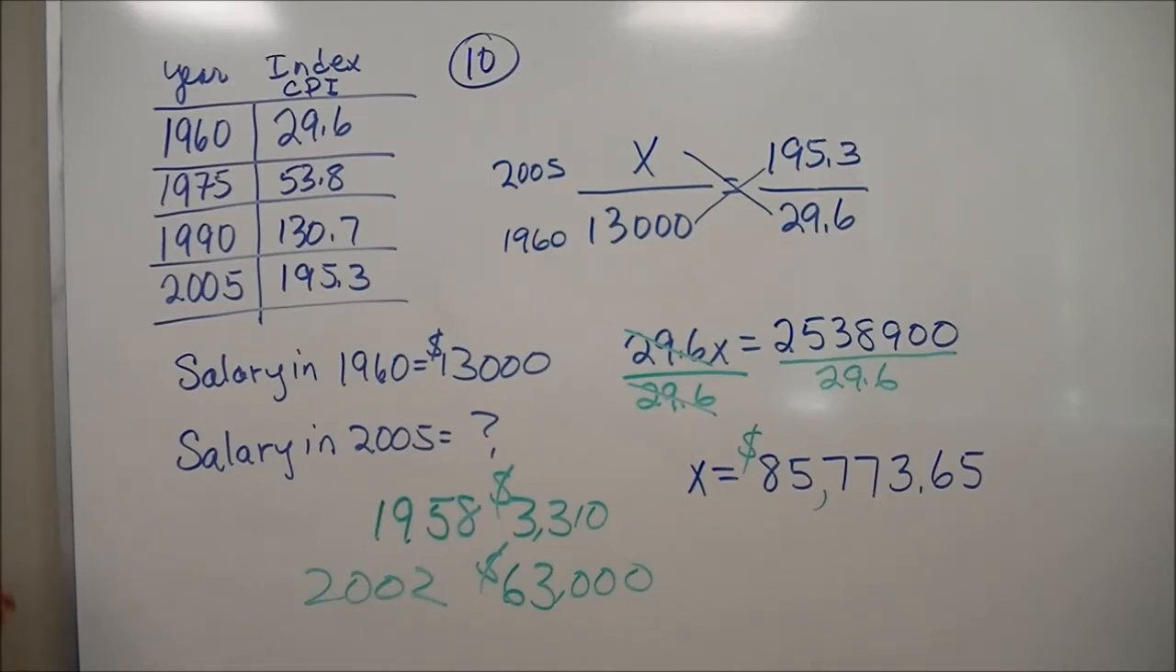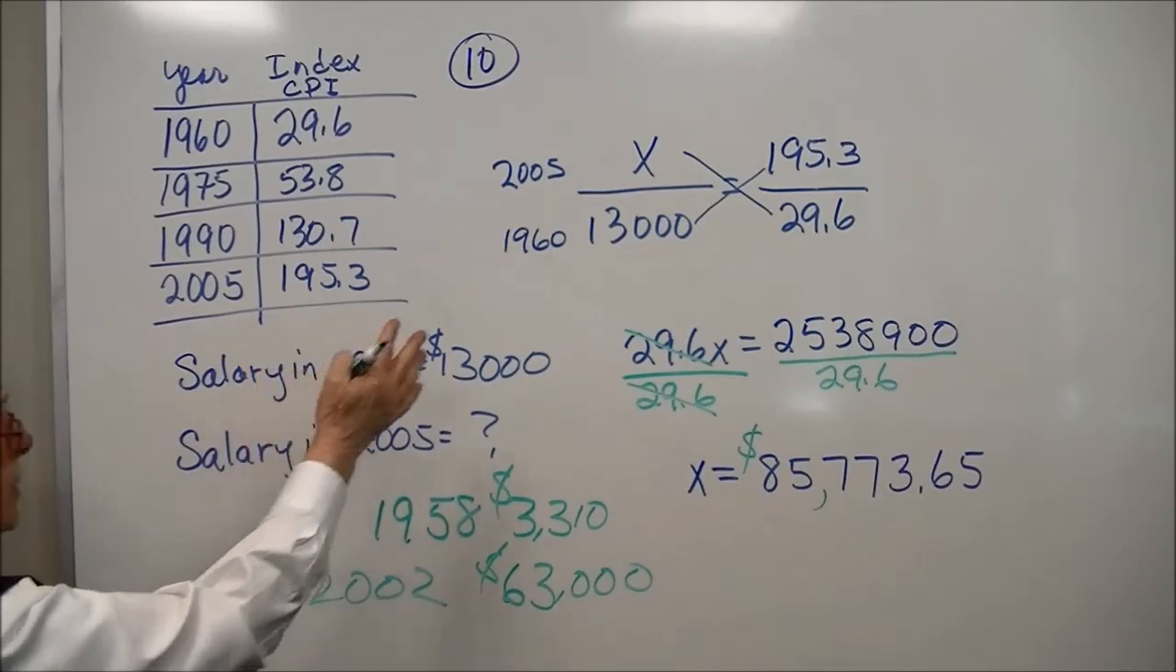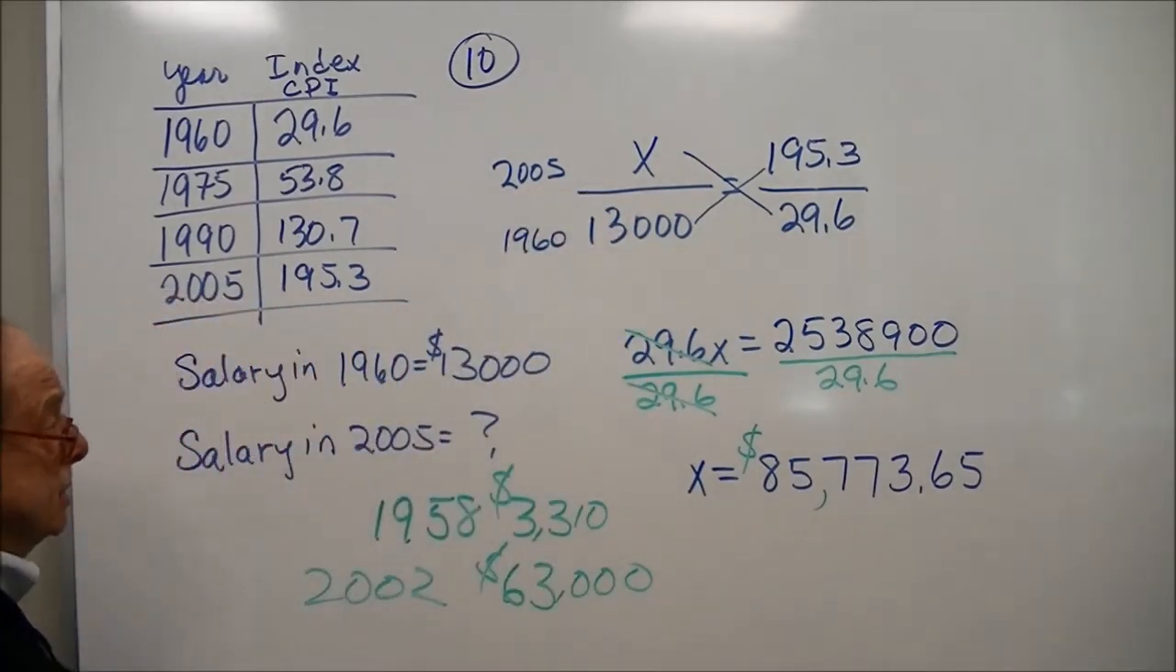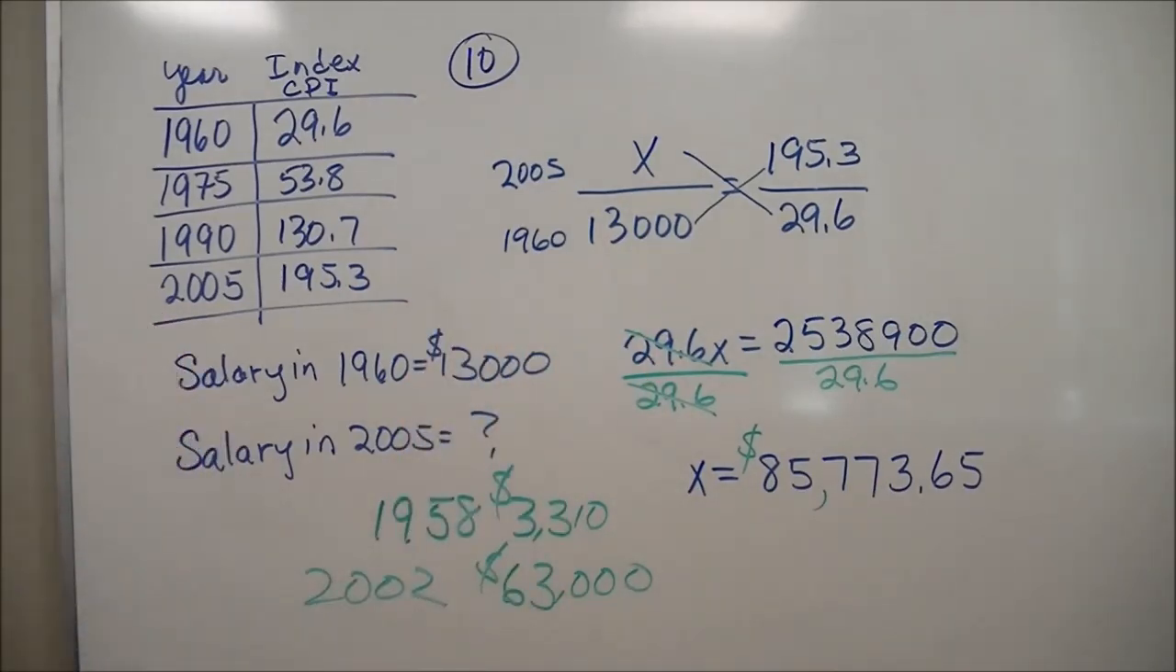So you get an idea of how, if you have data and you can make a comparison, that would set up a proportion, and this would be the method to solve it. Okay, this finishes topic 1.1.